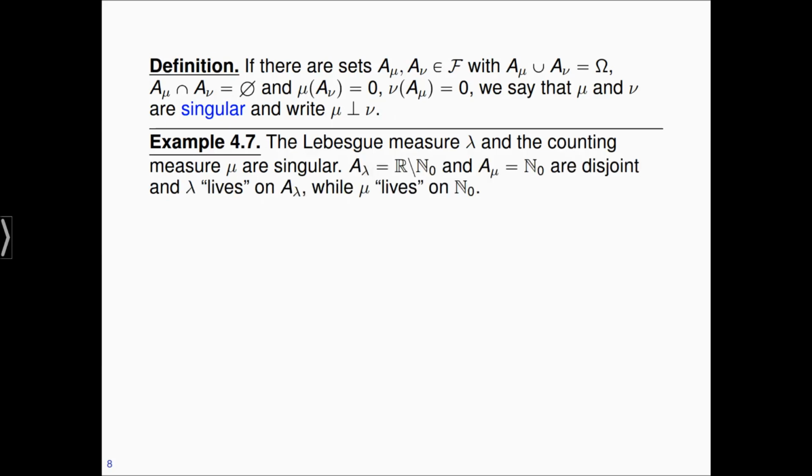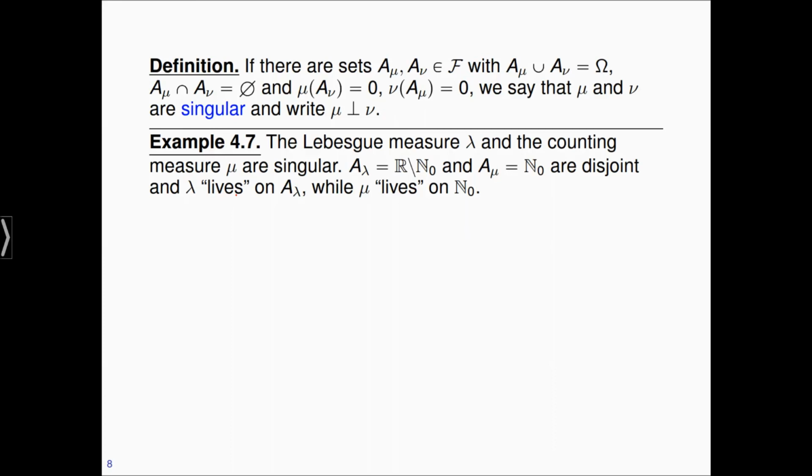Well, here is my solution. So A_lambda, which is the set where the Lebesgue measure lives, is the real numbers without the non-negative integers. And A_mu, which is the set where the mu measure, the counting measure, lives, is the set of non-negative integers. Clearly, these two sets are disjoint. The union is the set of real numbers, and the Lebesgue measure of this set here is 0, and the counting measure of this set here is 0. And this satisfies the conditions that you see in the definition, and this shows that the counting measure and the Lebesgue measure are singular.